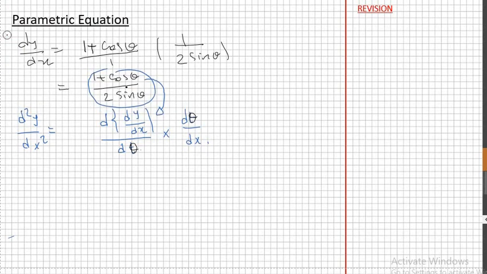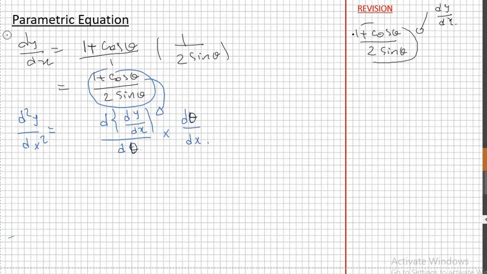So now we have to derive the function that I've found previously with respect to theta. So I can do it separately. So if I have 1 plus cos theta divided by 2 sine theta, the objective is to derive this function, which is called y prime, with respect to x.